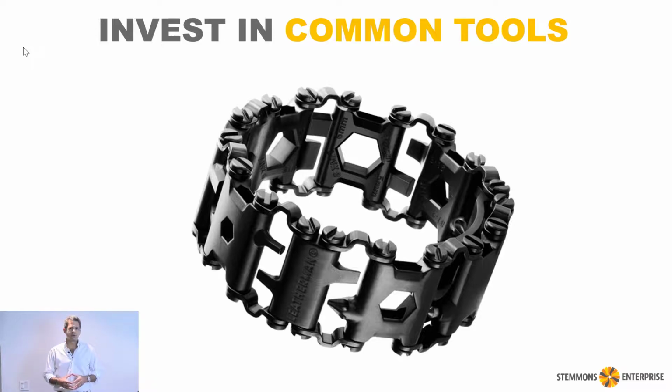What we also look for are common tools. This is a really cool bracelet that you can wear, and you can undo it at any point. It's a screwdriver and a wrench and a bottle opener, all different kinds of things, and it looks pretty cool too. But the idea is that it's one thing that we can use for a variety of purposes, and that, of course, is what Stemmons Enterprise is all about, because it's a common set of tools that can be deployed in many different cases around the organization.